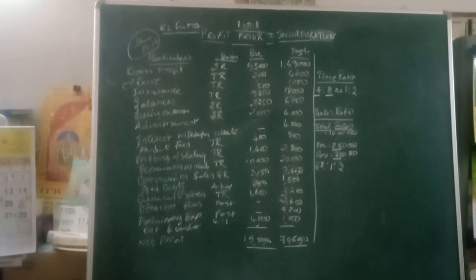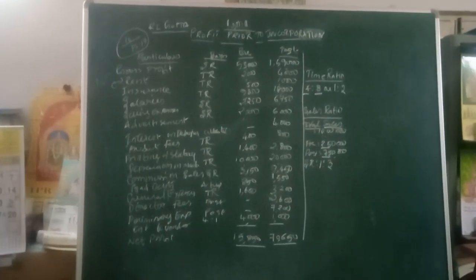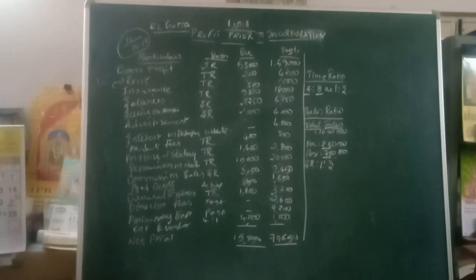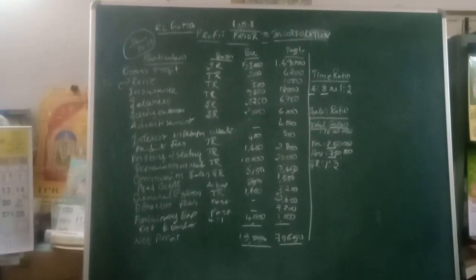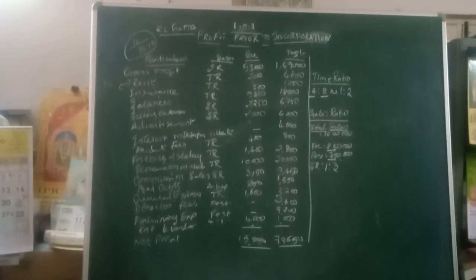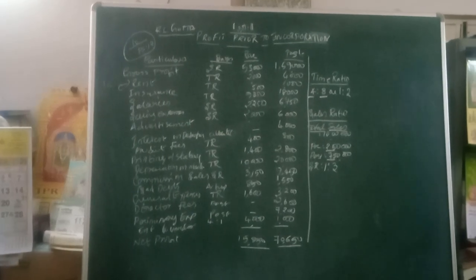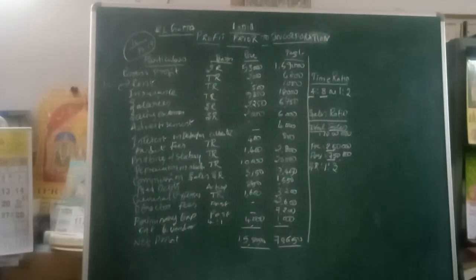Now we are going to discuss another problem. This is also an essay type question, an important one. In this problem, we are given various informations of expenses and gross profit. From that, we have to apportion the informations for the pre-incorporation and post-incorporation periods.